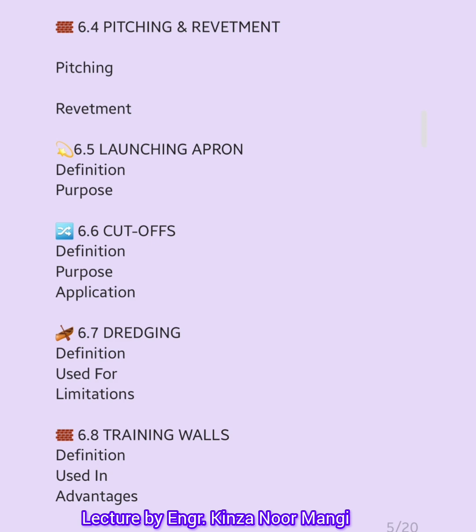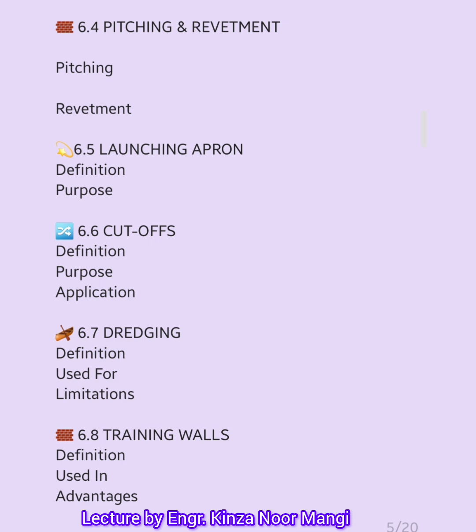The seventh type of the river training is dredging. Dredging is the mechanical removal of silt, clay, and sediment from beds to increase depth and maintain a navigable waterway. It is used for navigation and removing blockages near intake points, but there are some limitations: dredging is a temporary solution and it is an expensive method.